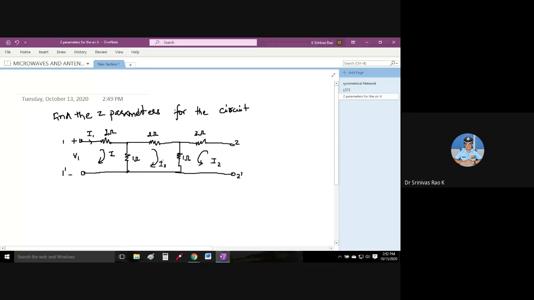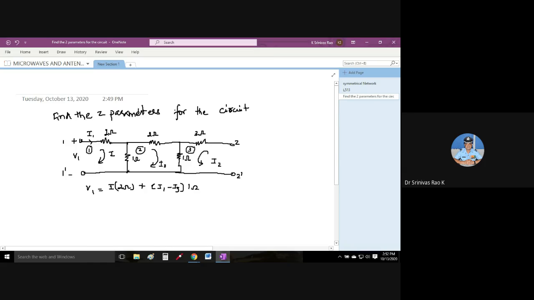So we have all 3 currents like this. Apply your KVL in the first mesh. This is your first mesh, second mesh, and third mesh. If you apply KVL to the first mesh, you will get an equation: V1 is equal to I1 into 2 ohms, plus, because of the current direction, I1 minus I3 into 1 ohm. We all know this basics.